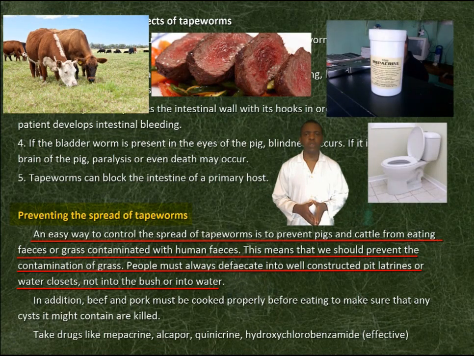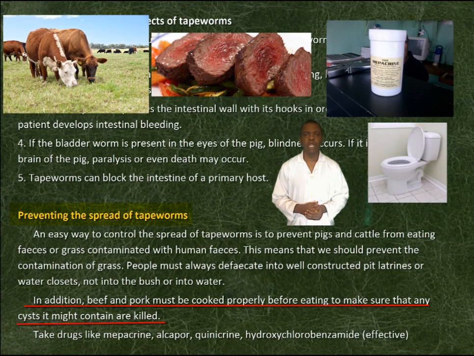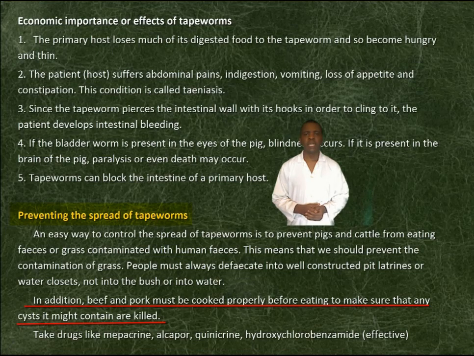An easy way to control the spread of tapeworms is to prevent pigs and cattle from eating feces or grass contaminated with human feces. This means that we should prevent the contamination of grass. People must always defecate into well-constructed pit latrines or water closets, not into the bush or into water. In addition, beef and pork must be cooked properly before eating to make sure that any cysts it might contain are killed. Take drugs like mepacrine, alcapor, etc.